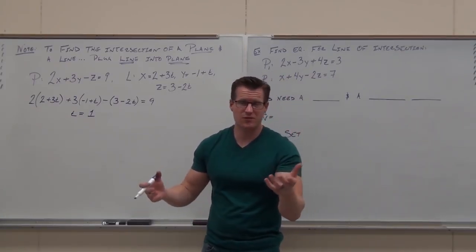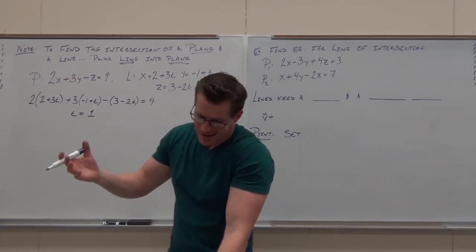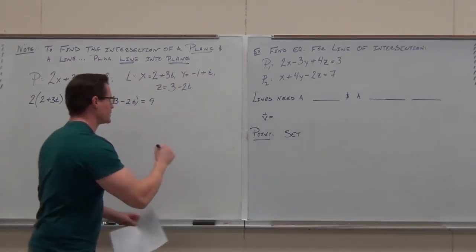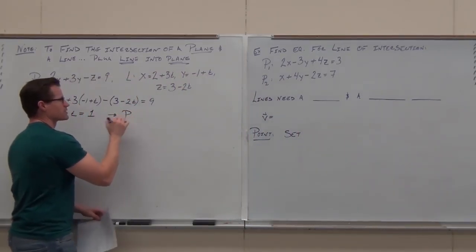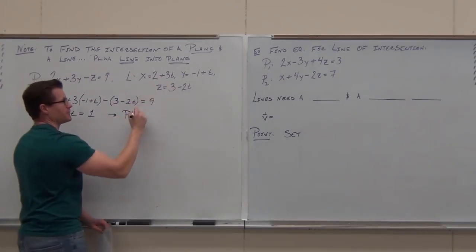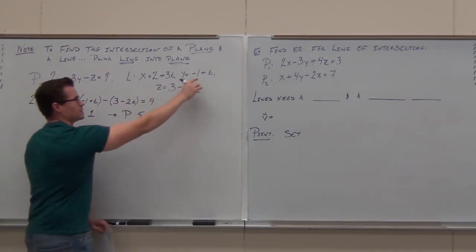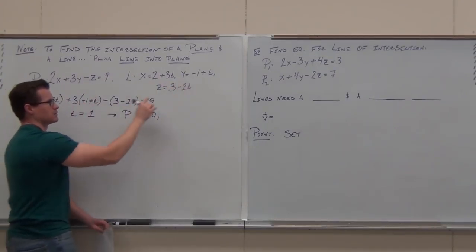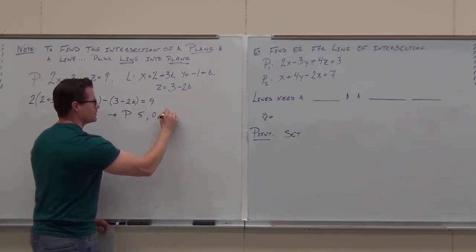So it's pretty straightforward. Take the line, plug it into the plane, solve it for t, and then put that back in. So when we do that, we get this point, looks like (5, 0, 1).